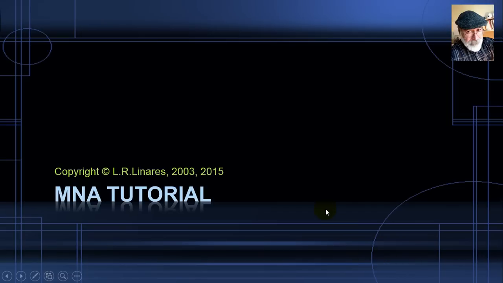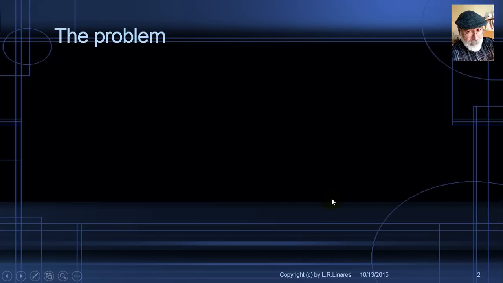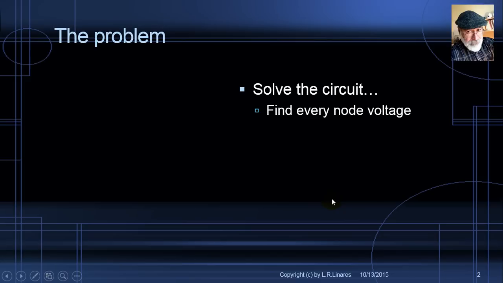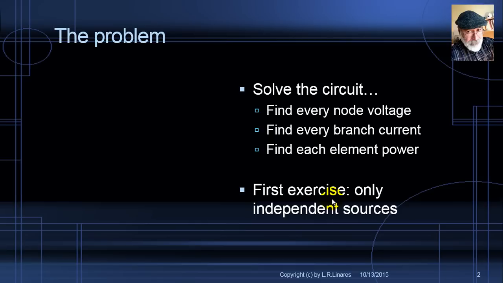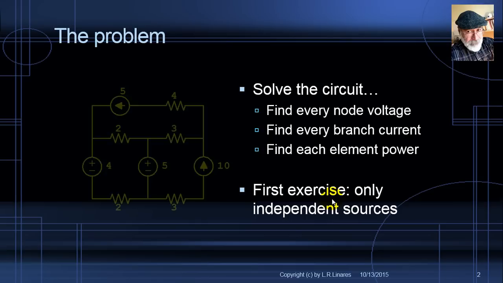It's time now to have an MNA tutorial. The problem at hand is to solve a circuit, to find the voltage in every node, to find the current in every branch, to find the power in every element. We begin with a very simple exercise, one that has only independent sources, only round sources.